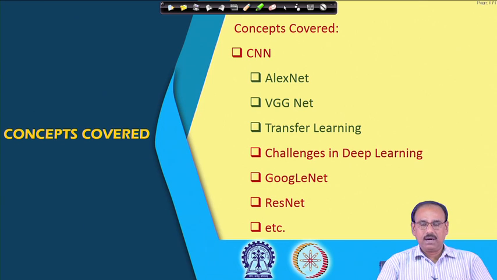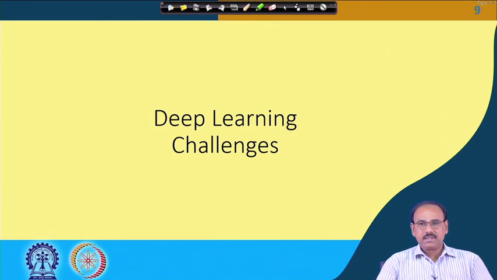So in today's lecture, let us first start with a discussion on some of the challenges that are faced in deep learning while training deep neural networks. And then we will discuss other networks, and while discussing them, we will also see how some of these challenges are addressed in networks like GoogleNet, ResNet, and so on. So first let us see what the deep learning challenges are.